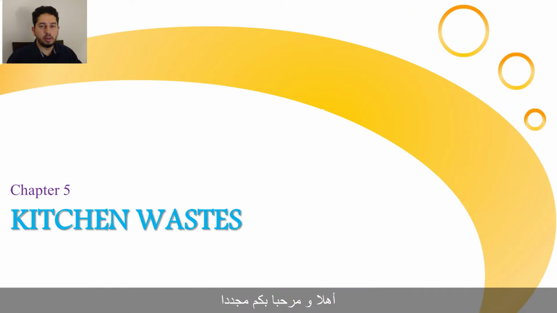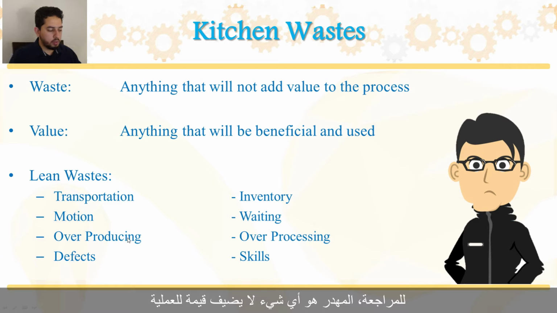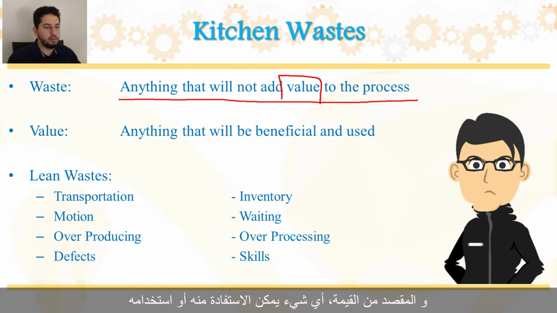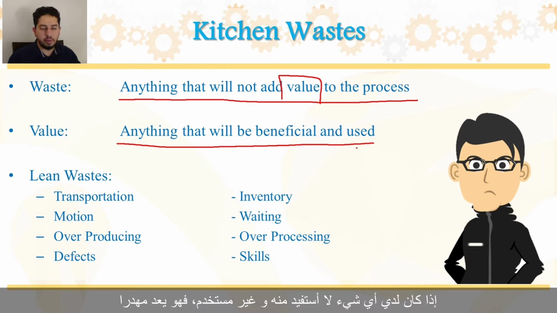Hello and welcome back. Now we will go through the 8 wastes of lean in the kitchen, especially in the teacup example. Just a quick review. Waste is defined as anything that will not add value to the process, and by value we mean anything that will be beneficial and used. So if I have things that will not be of benefit or not used, it's considered waste.